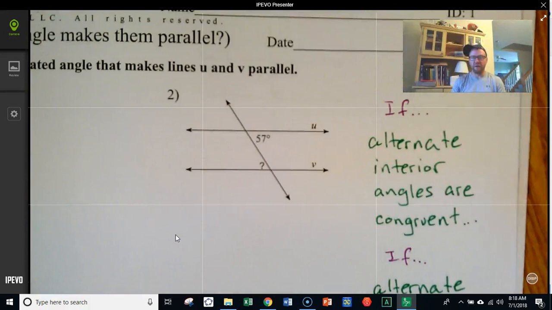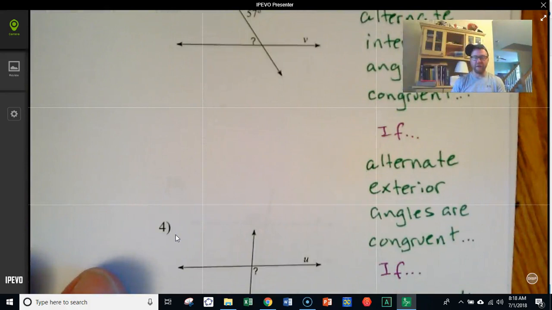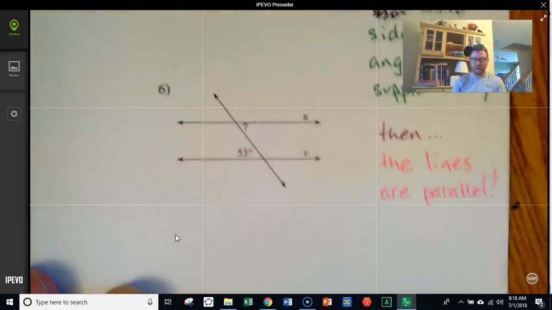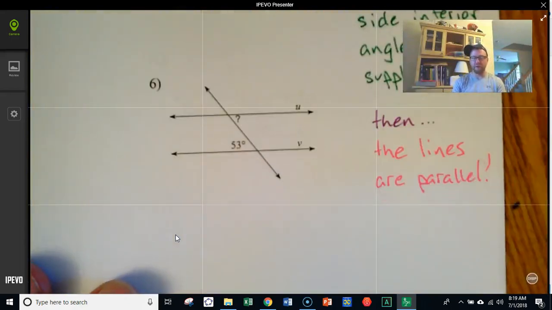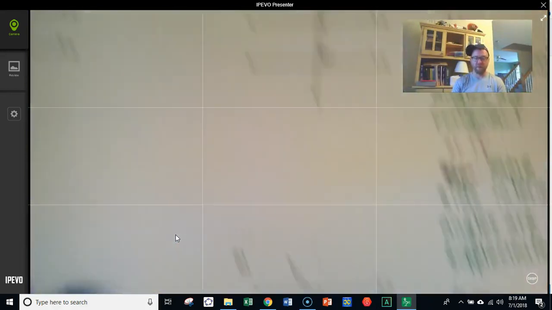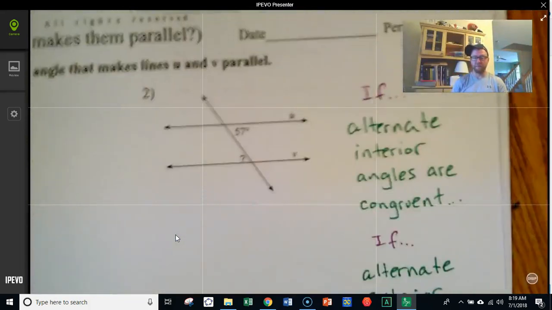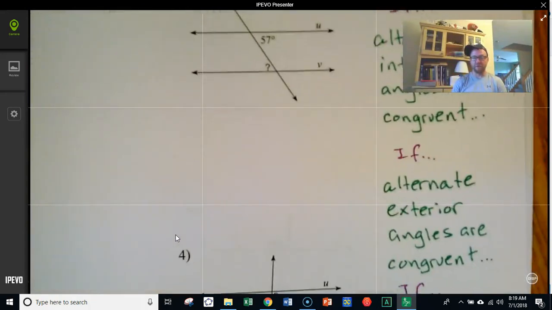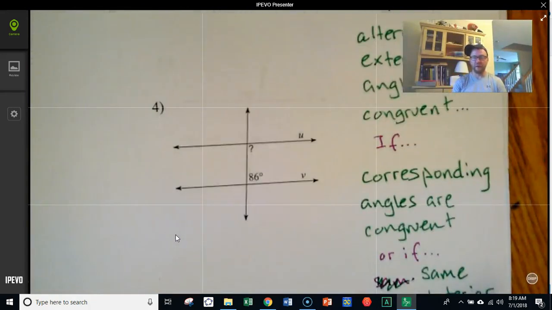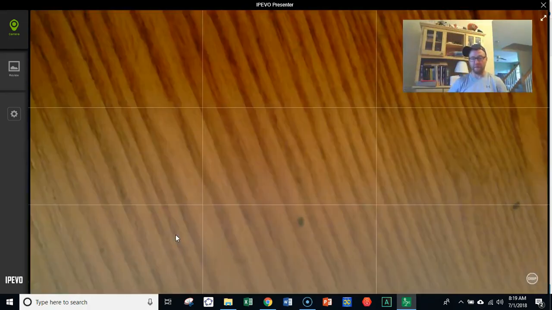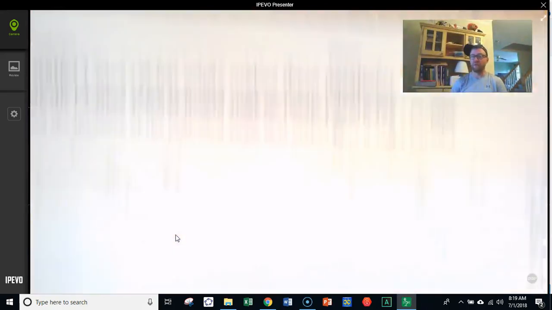If you have alternate interior angles that are congruent, if you have alternate exterior angles that are congruent, if you have corresponding angles that are congruent, or if you have same side interior angles that are supplementary, then the lines are parallel. Okay? So in each of these cases, we're trying to figure out what the missing angle should be to make either alternate interior angles congruent, alternate exterior angles congruent, corresponding angles congruent, or we're trying to make same side interior angles supplementary. All right, so let's take a look at these angle pairs and see what we can do with them to make that happen.